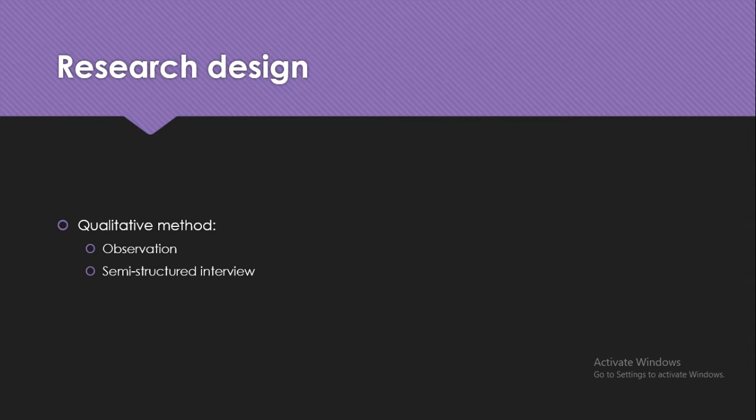Okay, the first thing I want to present is my research design. Here I use a qualitative method, which consists of observation and semi-structured interview. The reason why I choose the qualitative method is that I want to see the phenomenon that happens in the field, and also gain deeper information from the participants. So that's why I use the qualitative method.